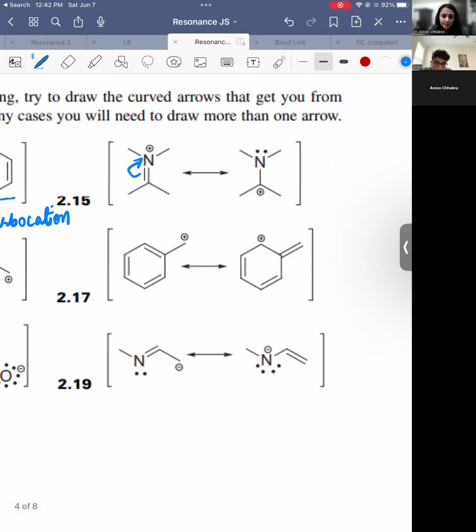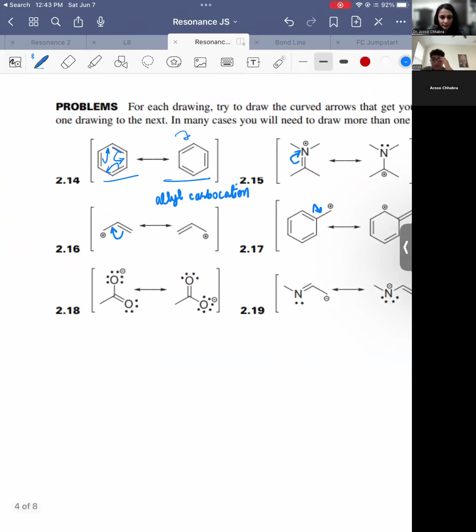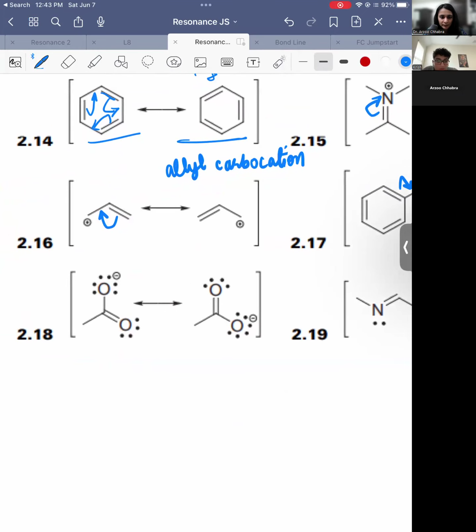Okay, what about this one? Oh yeah, so the double bond at the top right is basically going to the right by one. Yeah, exactly, that's right, like that. That's it, right? Okay, what about 2.18?